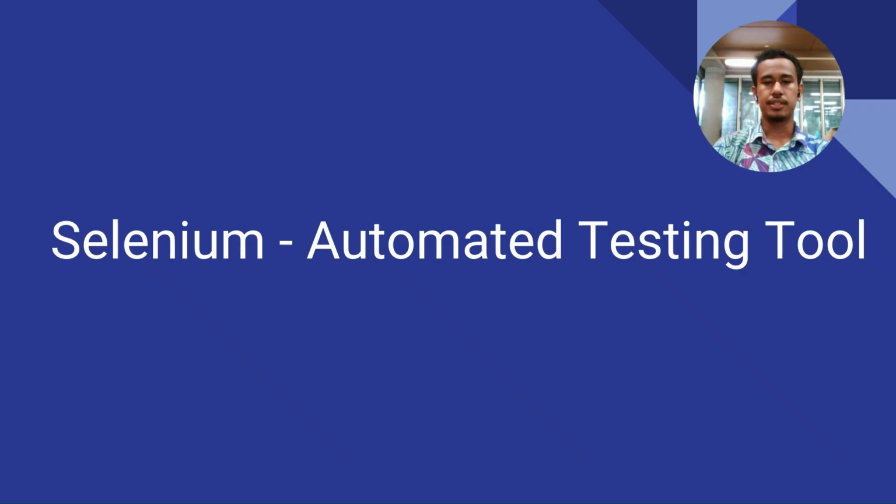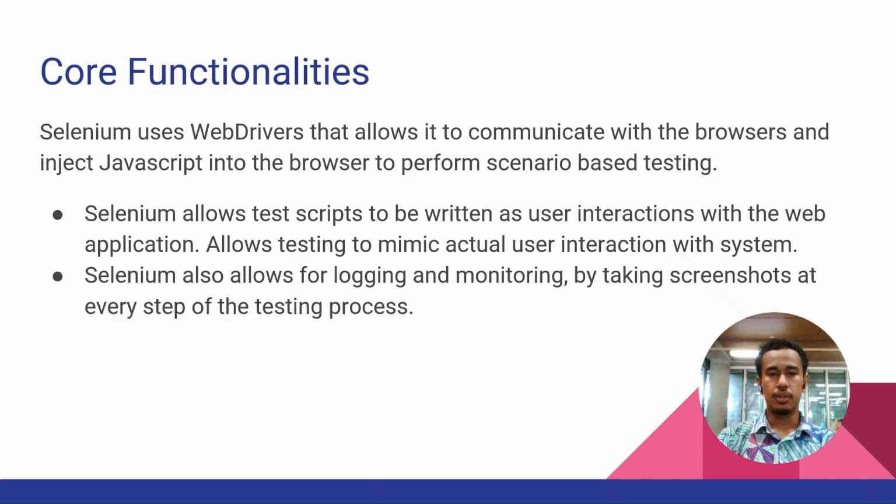Next, I'll be talking about the tool that we use for this system. So we use Selenium, which is an automated testing tool to test the functionalities in the system. Moving on to the core functionalities, Selenium basically uses web drivers to communicate with the browser. It injects JavaScript into the browser to perform scenario-based testing. It uses test scripts to mimic user interactions with the web applications.